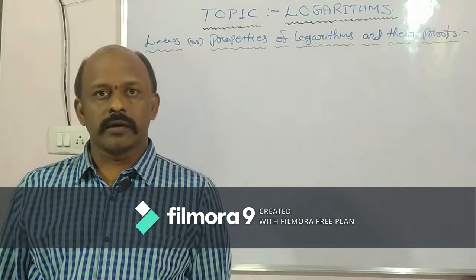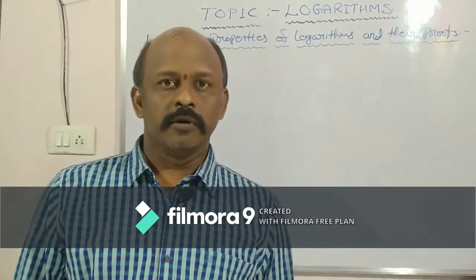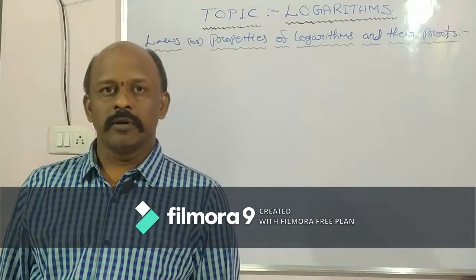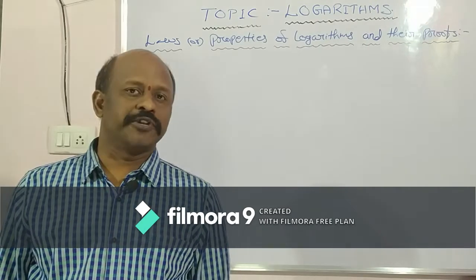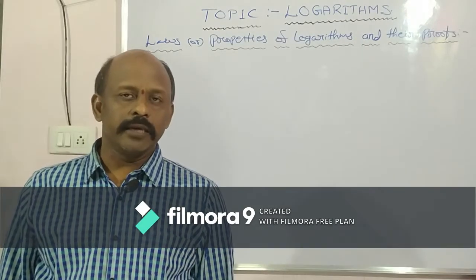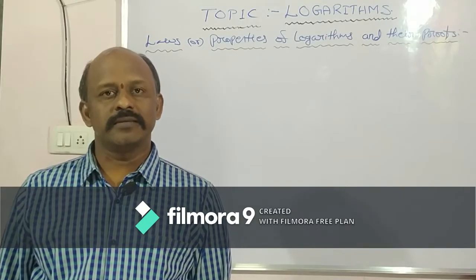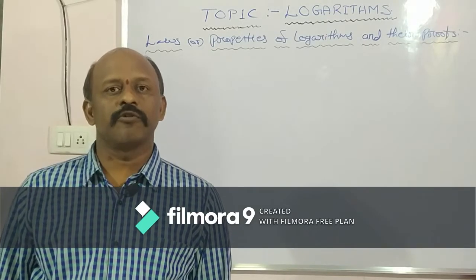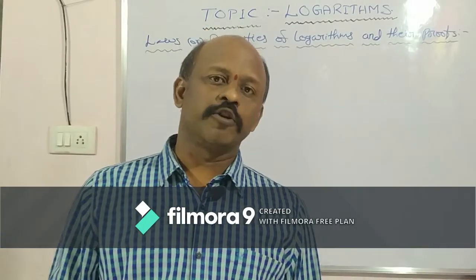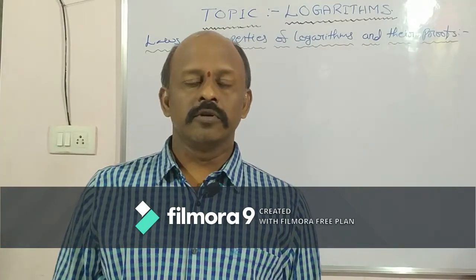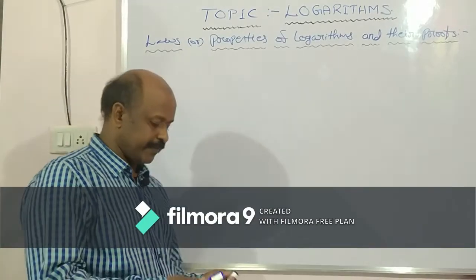Now we are going for rule number 3. What is that rule? Power rule. What is power rule over here? The logarithmic form of a power rule is the product of the given power and given logarithmic term. So I am going to write the definition of power rule over here, once you observe.